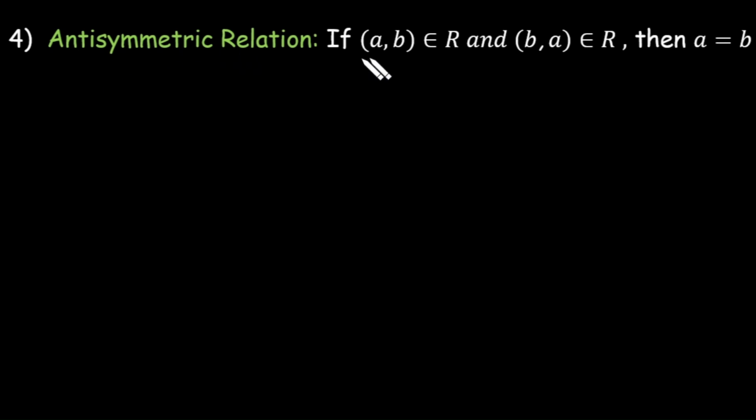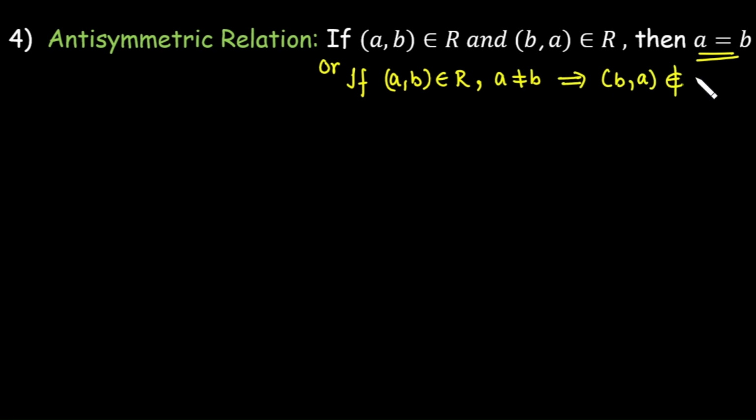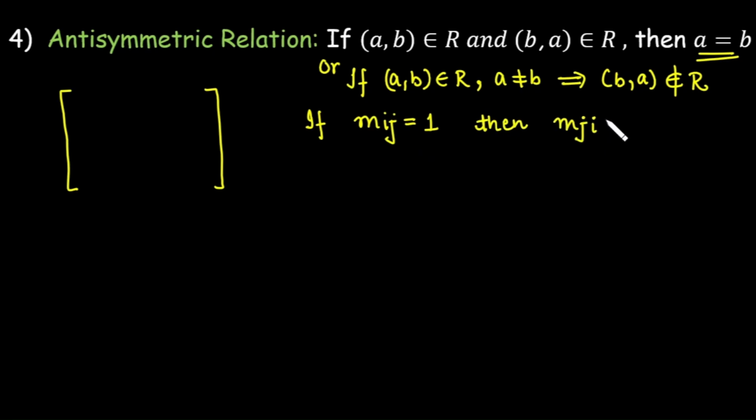Now, how do we identify the antisymmetric relation from the matrix? Antisymmetric relation means if the ordered pair (a, b) is a part of the relation and the reverse is also there, this is only possible when they are equal, otherwise not. Or we can say that if (a, b) is a part of the relation where a is not equal to b, this implies the reverse ordered pair should not be there. How can we identify this from the matrix? If any entry at position M_ij is equal to 1, then its reverse position should be 0, provided we are working with i not equal to j, because we are saying that a is not equal to b.